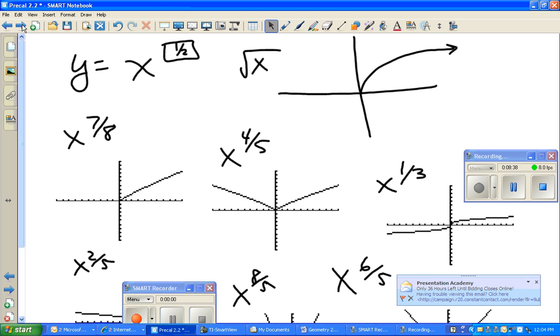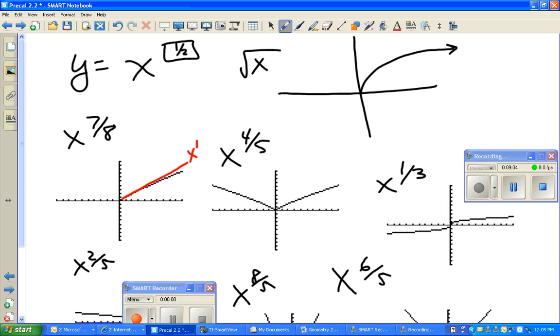Here's some other graphs that I think you'll find are interesting, and we'll look at which ones are even, which ones are odd, and which ones are undefined for x less than 0. In the case of x to the 7/8 power, we get something that almost looks like a straight line, and that sort of makes sense because 7/8 is very close to 1, and so it behaves very much like x to the 1st power. It almost goes up in a perfectly straight line. Now, it's not quite a straight line, so it gets a little bit of the curve like the square root. Again, it's undefined for x less than 0 because you end up not being able to take the 8th root of a negative number.